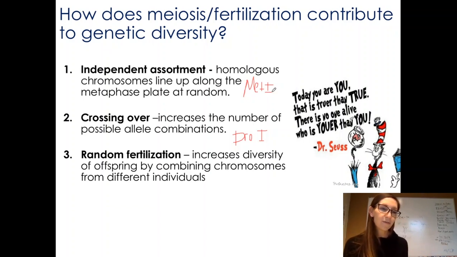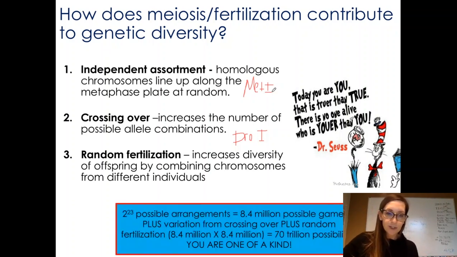You have all this variety in one individual times all the variety you have in another individual. That's going to make a huge amount of genetic diversity. This just gives you a drastic underestimation of the amount of variability. If we look at 23 pairs, there's 2 to the 23rd power number of possible arrangements. That's 8.4 million possible gametes. We're not even factoring in crossing over variation here. And if you just simply multiply 8.4 million times 8.4 million, we have 70 trillion possibilities.